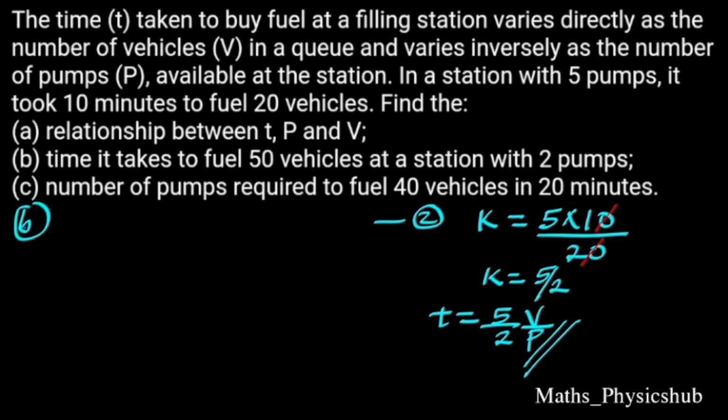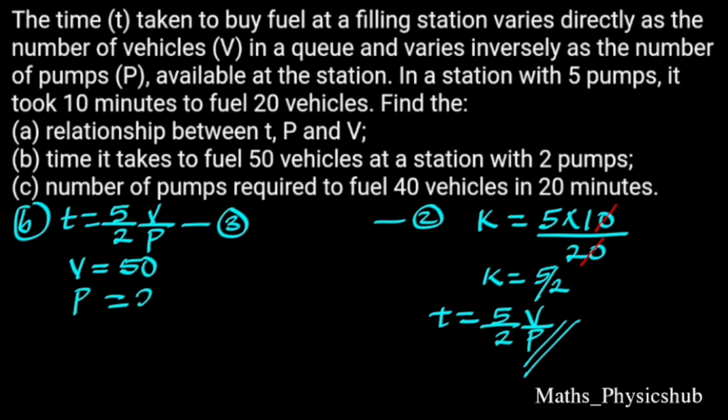B. To find the time it takes to fuel 50 vehicles at a station with 2 pumps, let's call the relationship between t, p, and v, equation 3. Since the number of vehicles is 50 and pump equals 2, next we substitute these values in equation 3 to find time. Doing so will give us t equals 5 over 2 times 50 over 2.